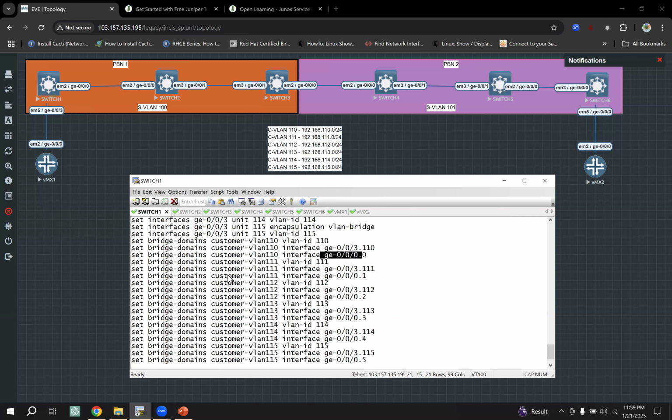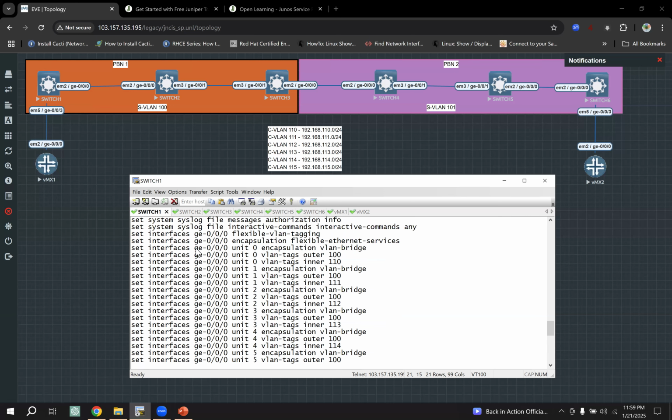Okay. So go to the interface ge-0/0/0. See here, I use the unit number 0. The encapsulation is VLAN bridge. So here we use the mapping. If I get the inner VLAN 110, the outer VLAN will be 100. So this is basically a logical interface. This is basically a logical interface for VLAN ID 110.